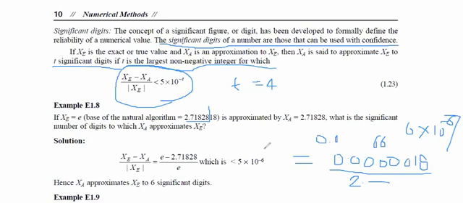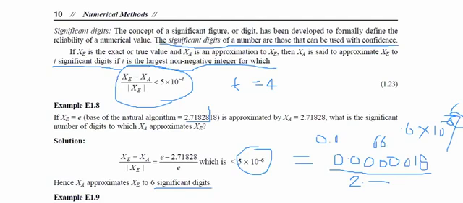Look at it. If it is 7, then they are saying only 6 significant digits. Sir, make this 0.6 into 10 to the power -7. So this is less than 5 into 10 to the power -6. T is here. So T is 6. 6 significant digits we are going to use here.